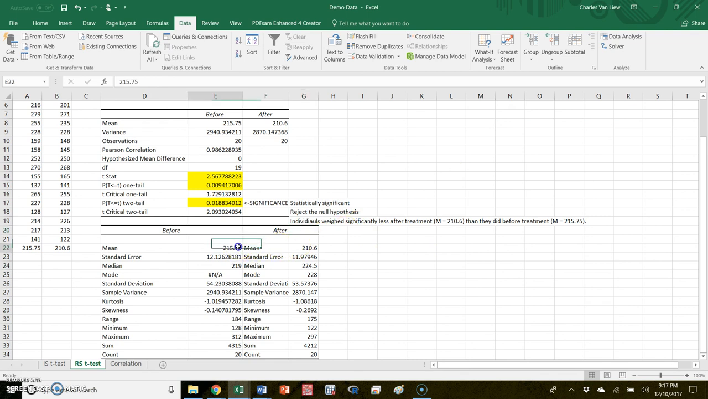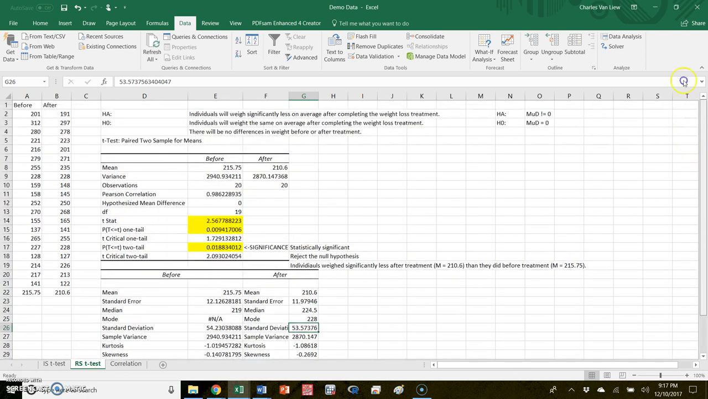And so here again, we have the means that we saw. You now also get medians if you want them, standard deviations, and a bunch of other statistics about the distributional characteristics of the pre and post weights. All right, so that's what you could do to do the hypothesis testing process for repeated or related samples t-test.